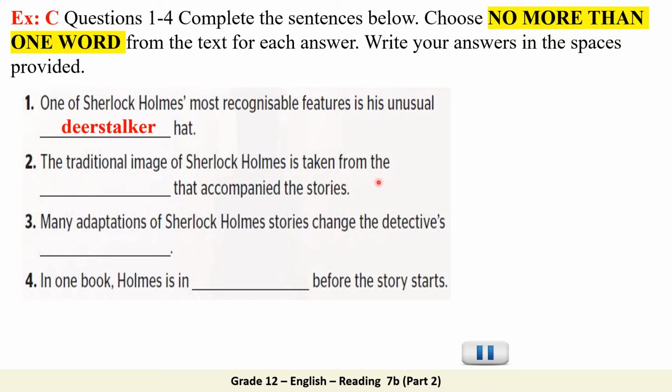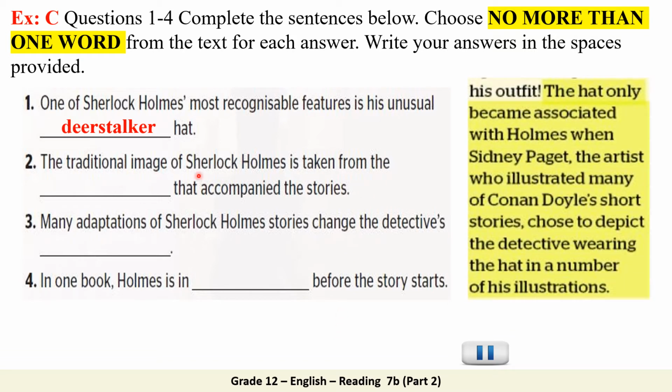Well, the traditional image of Sherlock Holmes is taken from that was there in the stories. What do you think? The hat only became associated with Holmes when Sidney Badgett, the artist who illustrated many of Conan Doyle's short stories, chose to depict the detective wearing the hat in a number of his illustrations. The illustrations are the pictures that accompany a story or a novel. So the word illustrations is missing in here.